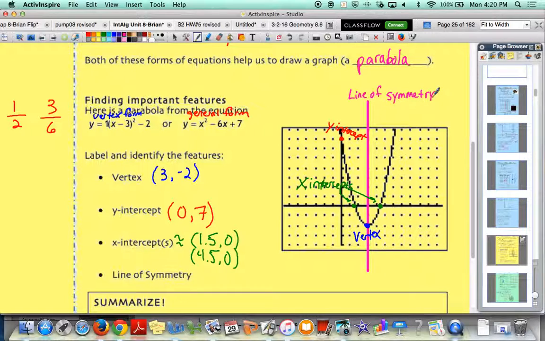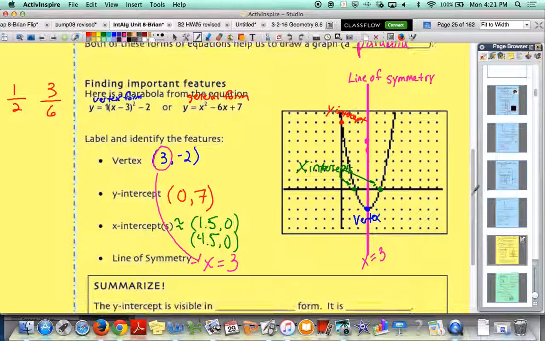Now, a line of symmetry will always go through the vertex, and it will always have the same x value as the vertex. So a line of symmetry is always going to be an x equals equation because it has an undefined slope, and when you have an undefined slope, that'll be x equals, and that means that all the x values on this line of symmetry will all have the same value. So in this case, it goes through an x value of 3. So the equation here for this line of symmetry will be x equals 3. So there's the line of symmetry.